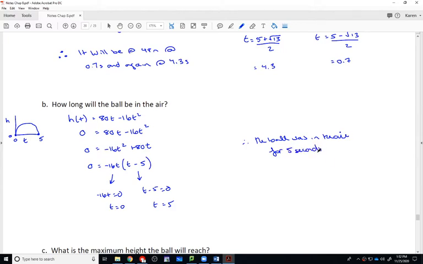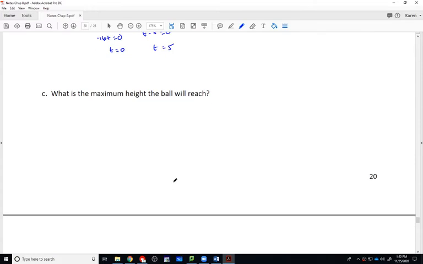All right, last question. The last question says, what is the maximum height that the ball will reach? So again, maximum means that we're going to find the vertex. So our equation is h of t is equal to negative 16t squared plus 80t. I'm just going to go straight to writing it in descending order. To find the vertex, we have two methods. We could complete the square, which would give us the x value and the y value of the vertex, or we can use the vertex formula.